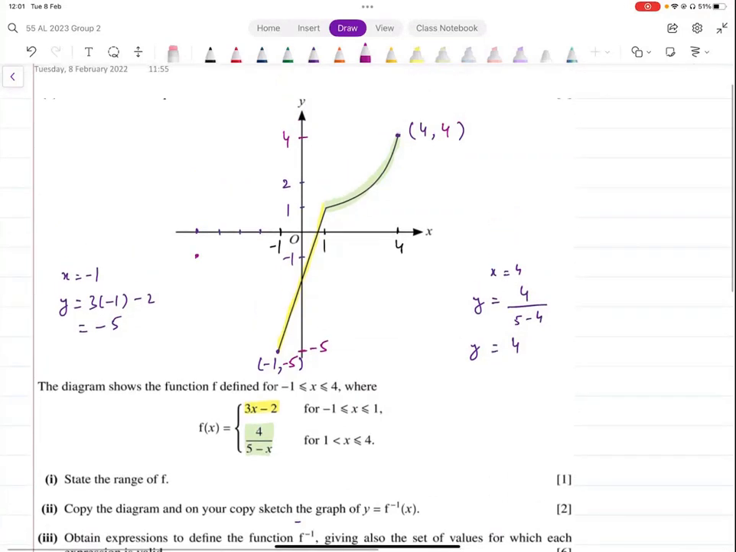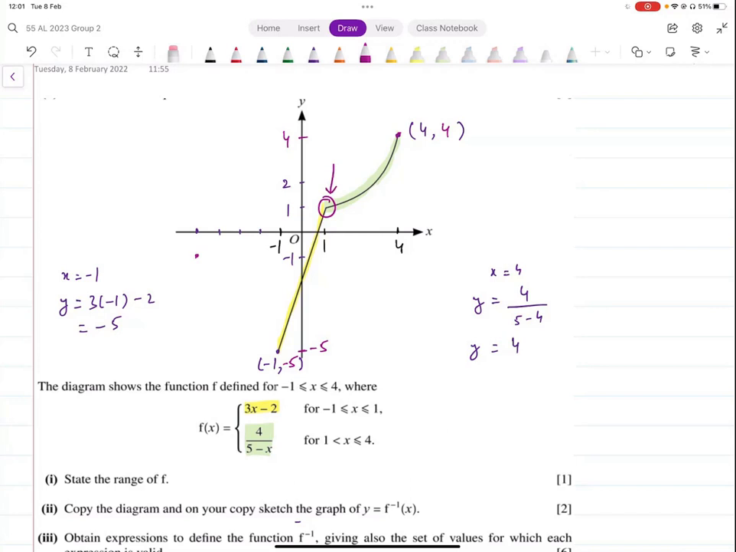Okay, we have another point on the other side. (4, 4) will stay there, right? Even if we interchange, it's still (4, 4). So this point has also come on the inverse for you. What about this point? What are the coordinates of this point?